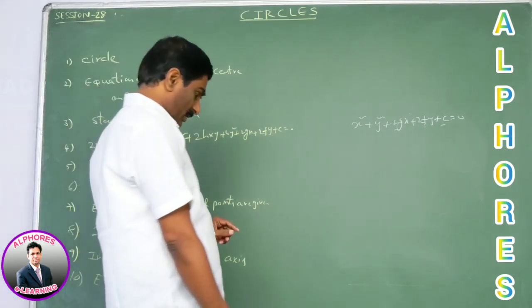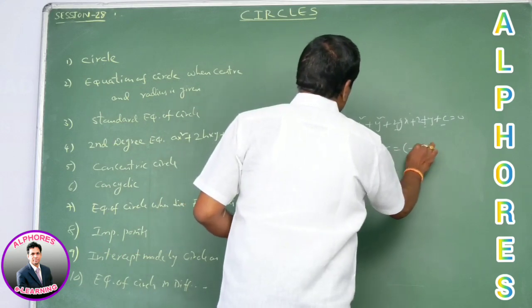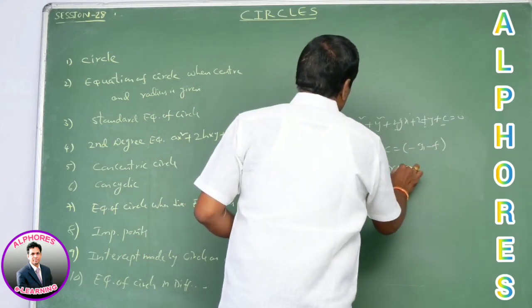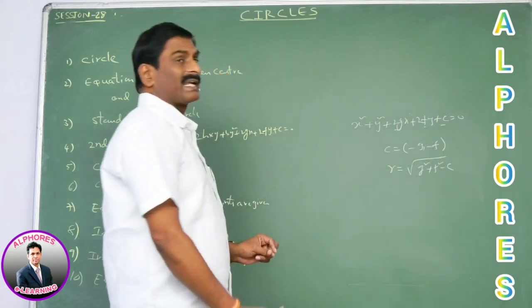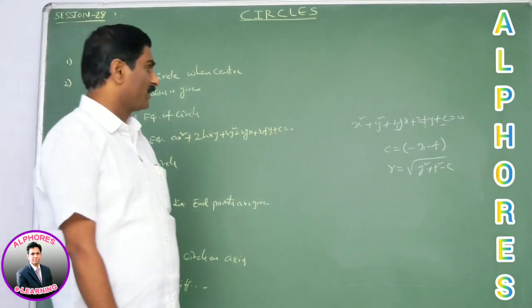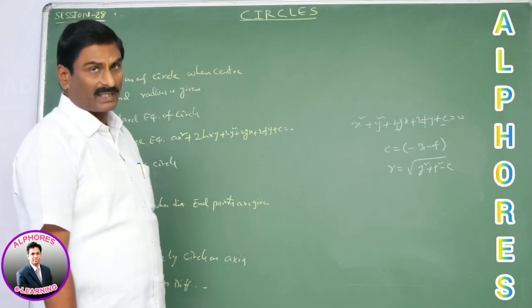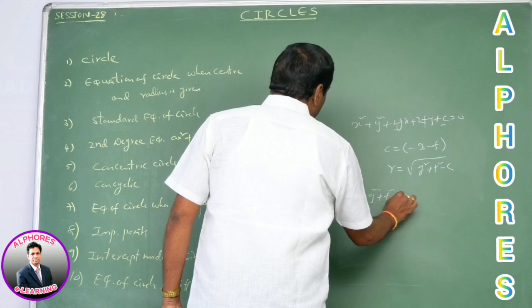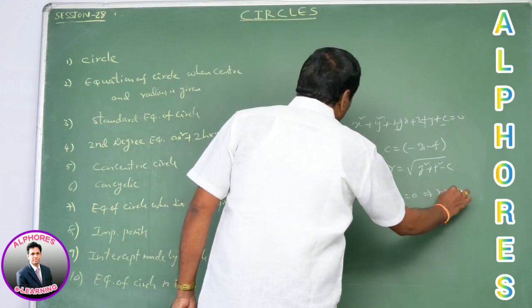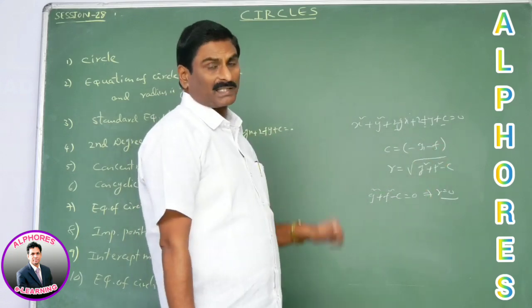Next. Here the center of the circle is equal to minus g comma minus f and radius r is equal to root over g square plus f square minus c. If g square plus f square minus c is equal to 0, then radius must be 0. So this circle is said to be a point circle.